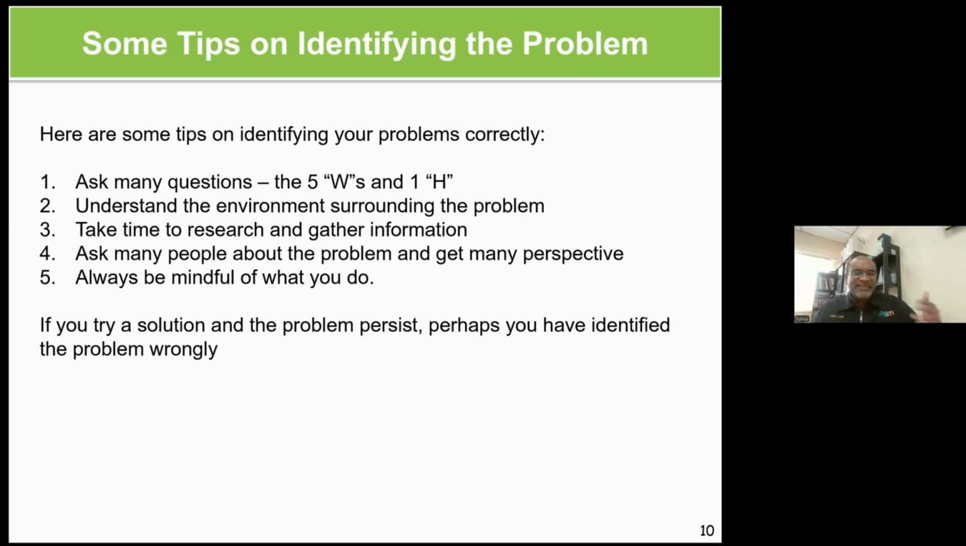And then, as I said, at the end, we have already come up with a prototype, and then you test the prototype, and the problem still persists. Keep in mind, it could be your solution, your prototype. There's a problem with your prototype, or it also could be that the problem that you identified was wrong. So you actually came out with a prototype that doesn't address the problem, right? So keep that in mind.